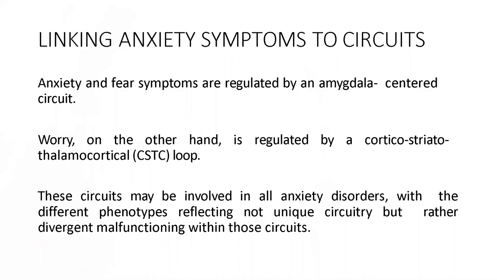corticostriatothalamocortical loop. That is known as CSTC. This is the loop very specifically responsible for worry. So please note the abbreviation CSTC, because in future slides these abbreviations will keep repeating. Once again, CSTC is nothing but the corticostriatothalamocortical loop. C is for cortico, S is for striato, T is for thalamo, and the other C is for cortical loop. So just keep a note of this. These abbreviations will be repeated in coming slides.